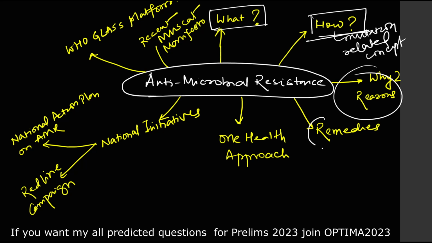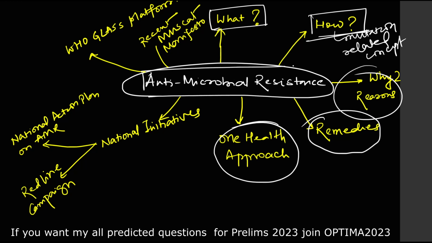Then they can ask you on remedies. How can we control this antibiotic resistance, or antimicrobial resistance? Then a related new concept, which has been in the news after the COVID pandemic, particularly in the last 2 years, is the One Health approach. Guys, the One Health approach is very essential to contain antimicrobial resistance. What is the One Health approach?